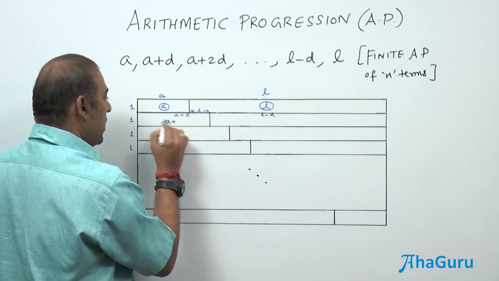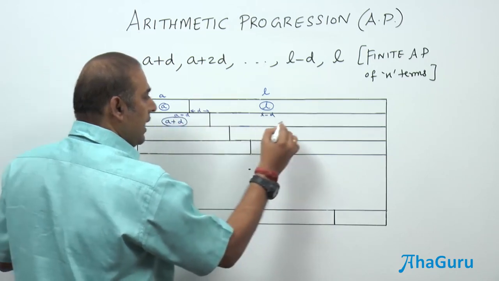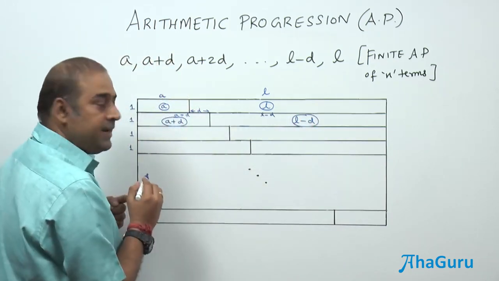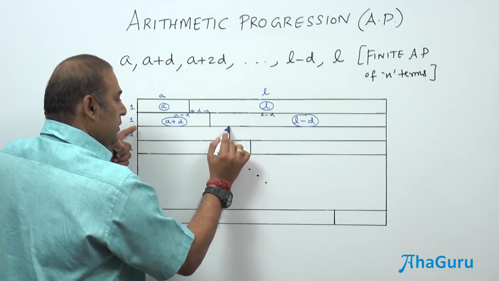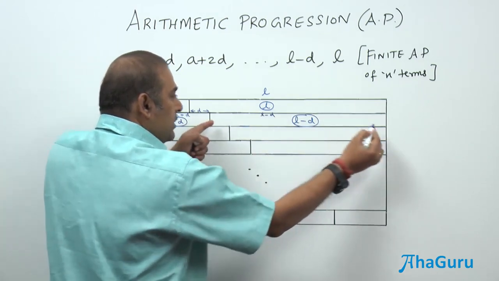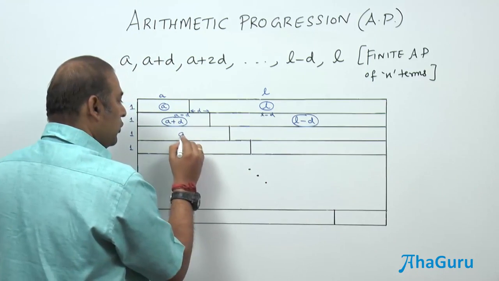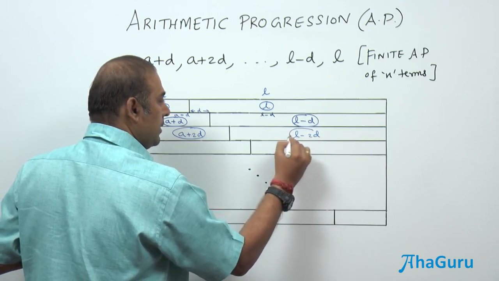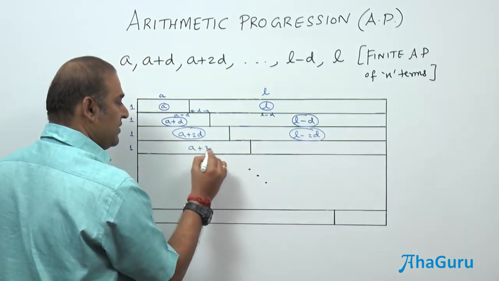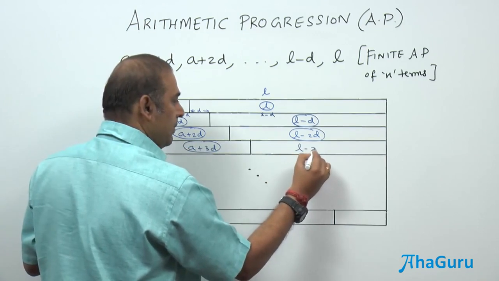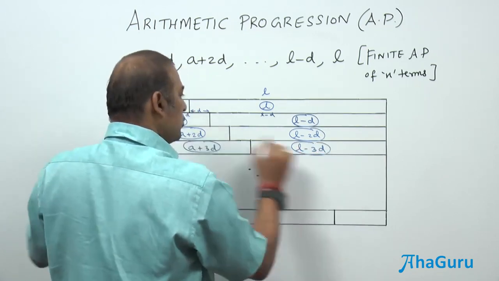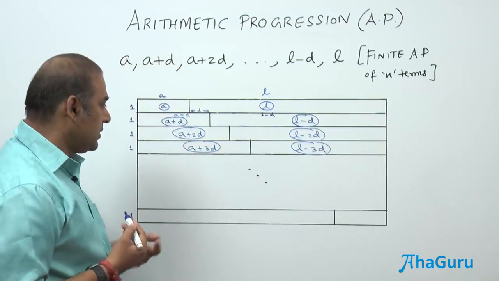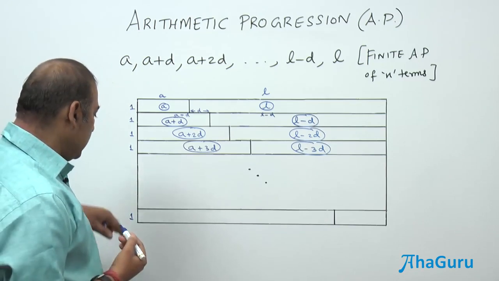Therefore, the area is 1 into A plus D, that is A plus D, and 1 into L minus D is L minus D. And the next time, when you increase by D, the length goes from A plus D to A plus 2D. This becomes L minus D to L minus 2D. So you get A plus 2D here, L minus 2D here, and then A plus 3D and L minus 3D, and you can see the sum is going to be the same because the width is going to be 1. So the areas will go on like that and so on.